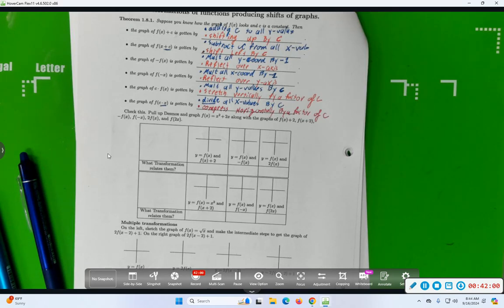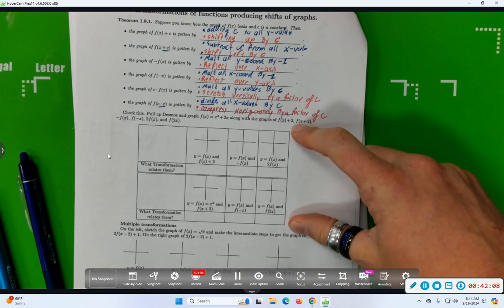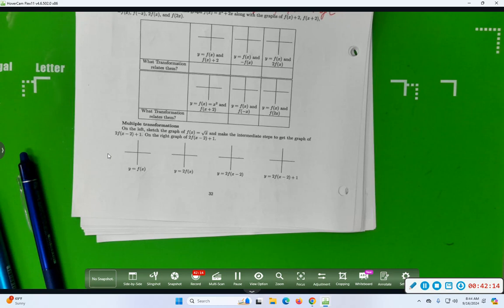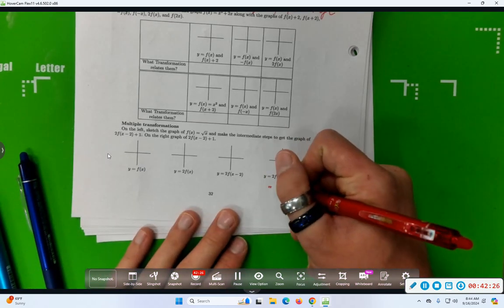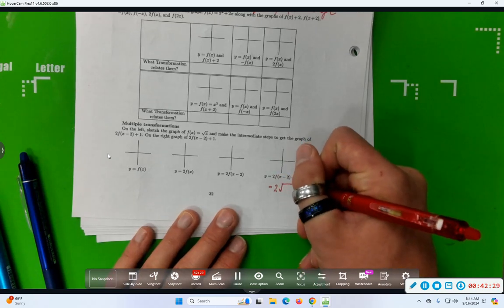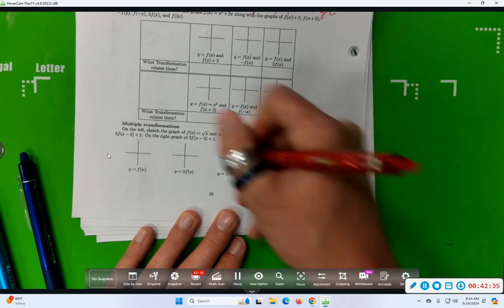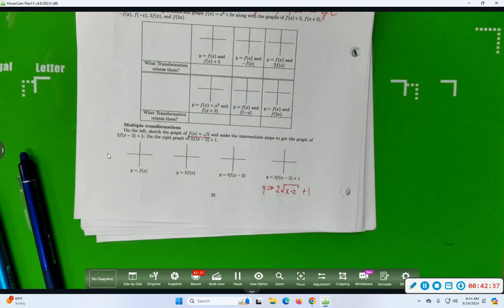All right, so let's use this to do some things. So I think we've done a lot of those just visually anyway. So let's actually head down here and see about going through one example of putting a bunch of these transformations together. So let's suppose you want to sketch the graph of 2 times the square root of x minus 2 plus 1. So I want to start with the square root function. Let's see how to do that using these transformations.